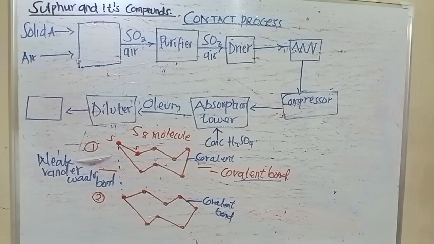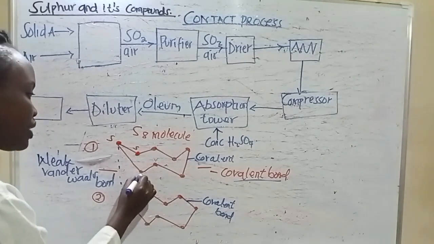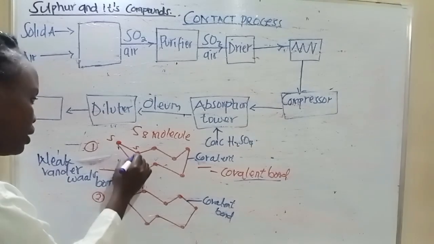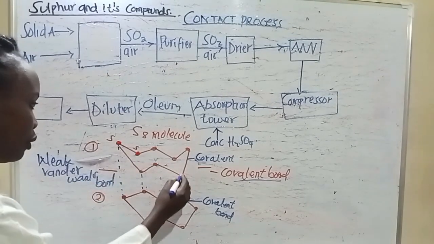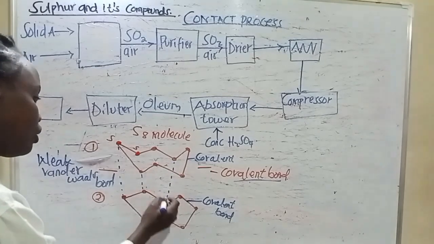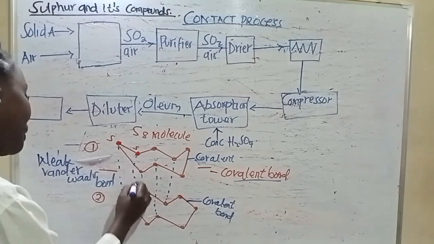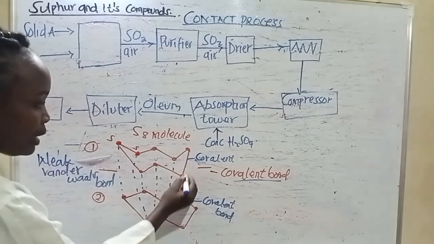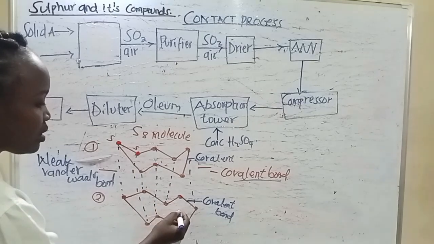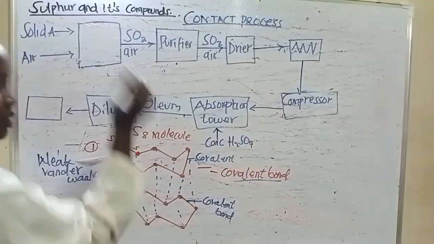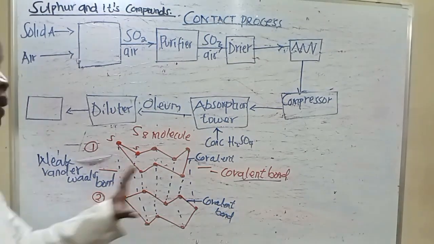So we have already written there. Now between one molecule of sulfur and another molecule of sulfur, we have which type of bond? We have said we have weak van der Waals forces of attraction or bond. Don't mind the diagram I'm drawing there, but I know you have understood what I'm trying to mean. This is just to show you how it is. You can look at the proper diagram in your textbooks, but this is how it is.